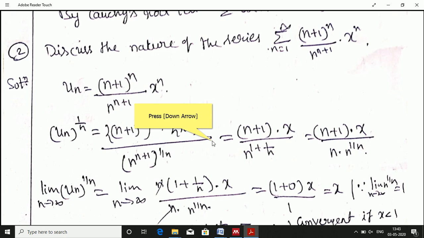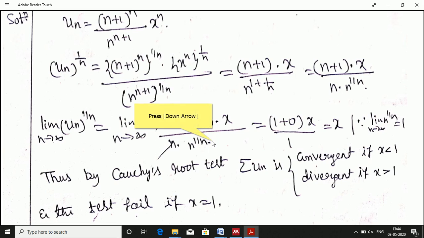That is equal to the limit as n tends to infinity. In the numerator n plus 1, I have taken n outside: n into (1 + 1/n) into x divided by n into n to the power of 1/n. Okay, n gets cancelled. If I apply the limit as n tends to infinity, 1 plus 1/infinity is 0 into x divided by the limit of n to the power of 1/n as n tends to infinity, which is 1. I mentioned it in the note right now. So (1 + 0) into x is x, divided by 1 is x.